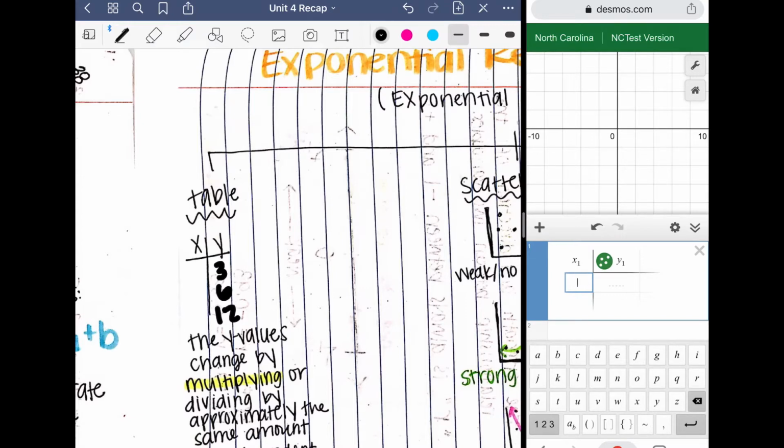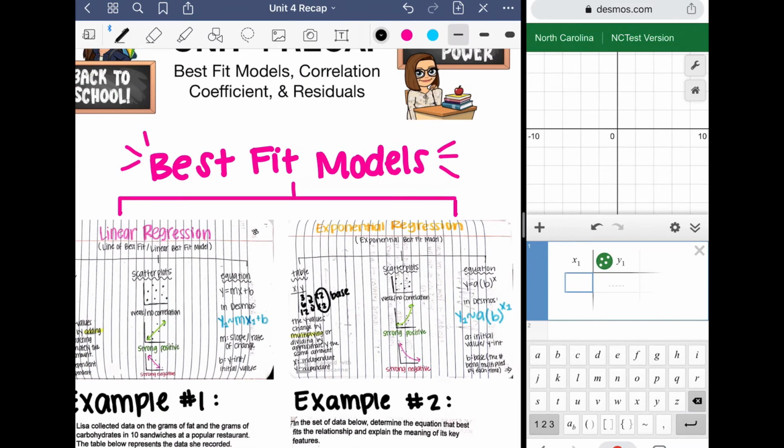So if this is the case, then my base for my exponential function: 3 to 6, multiplied times 2. 6 to 12, multiplied times 2. So this number is my base. So that is what goes into my equation here.